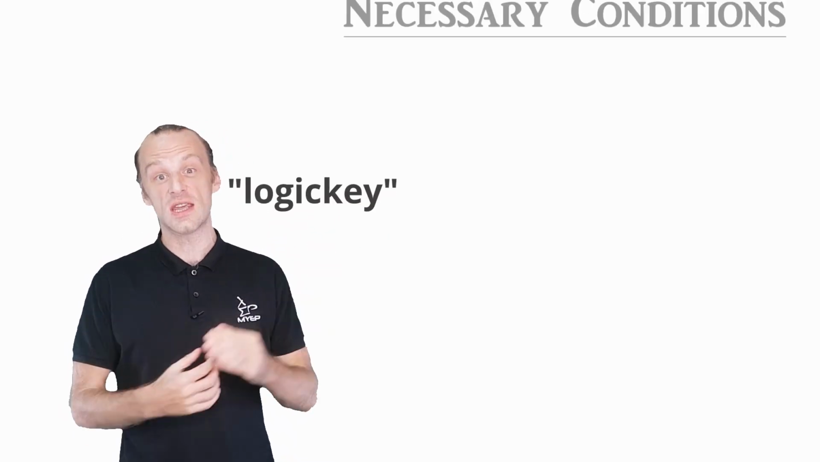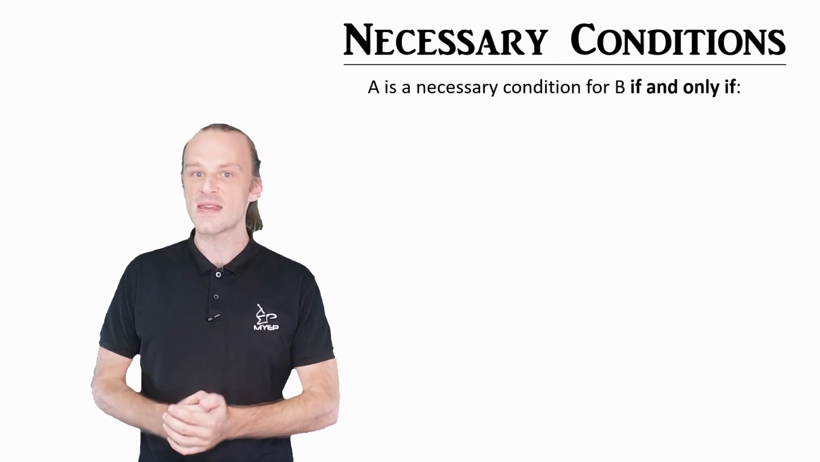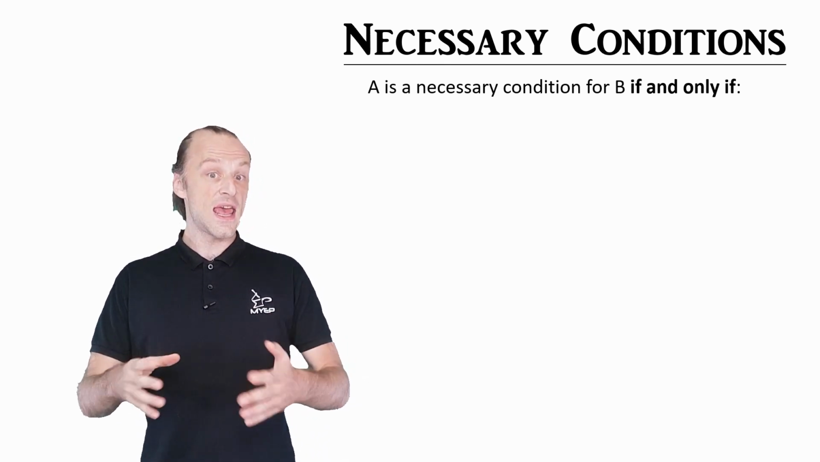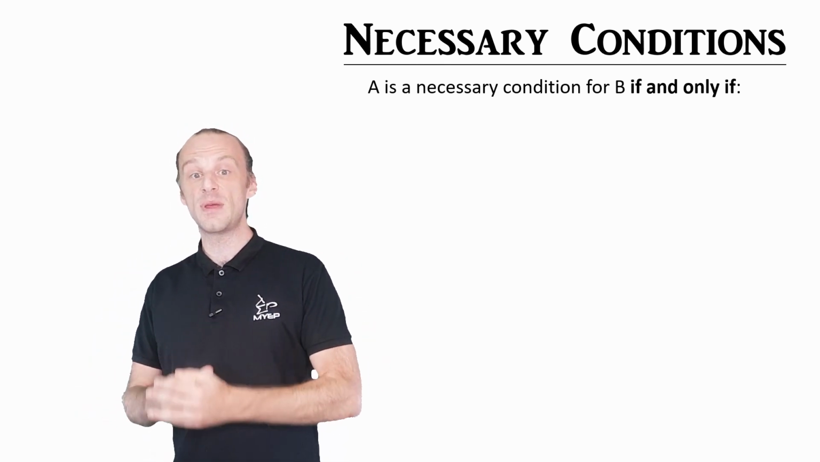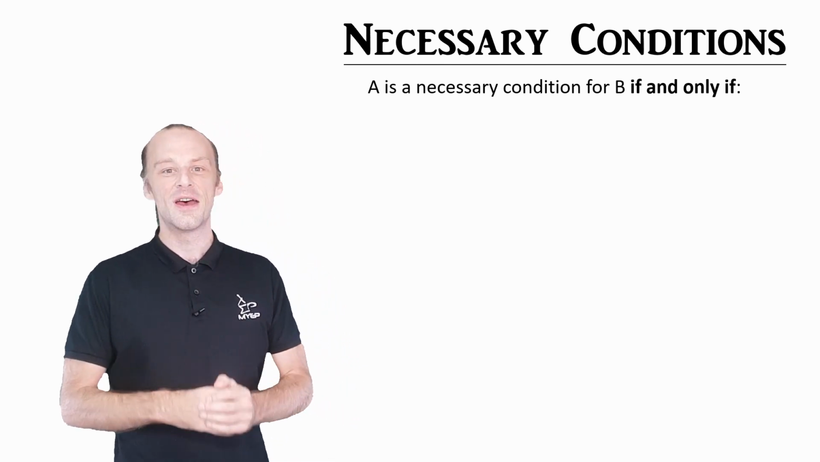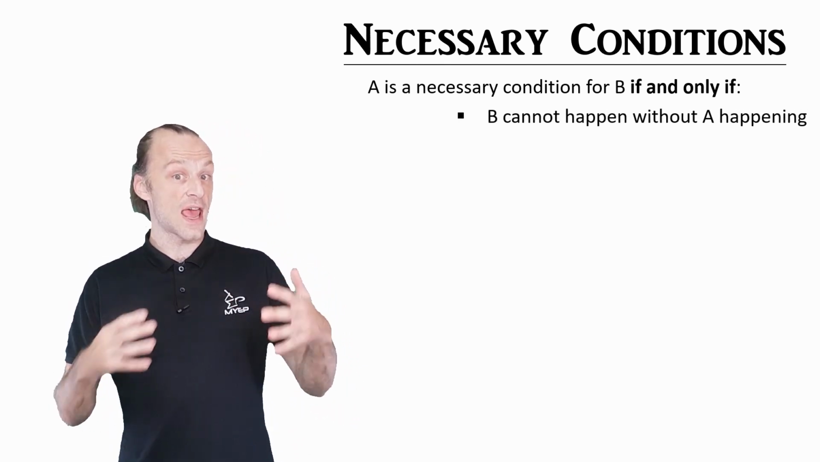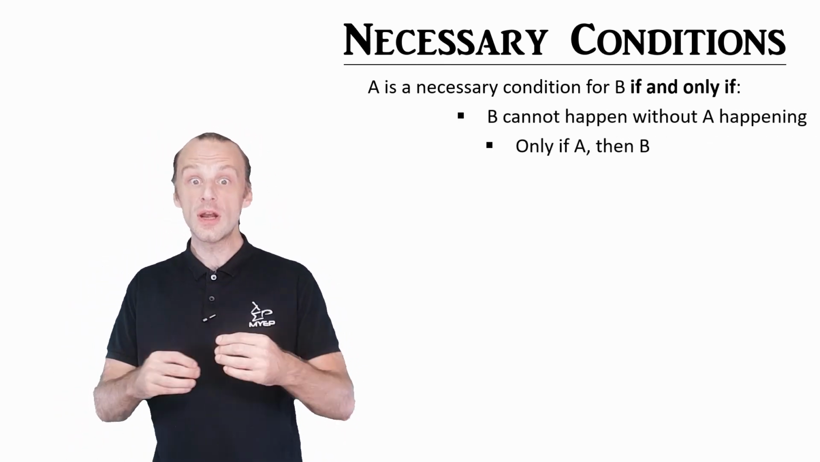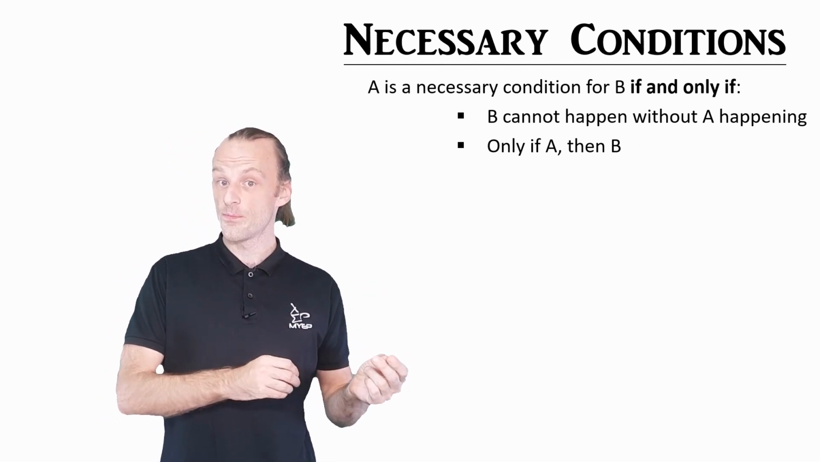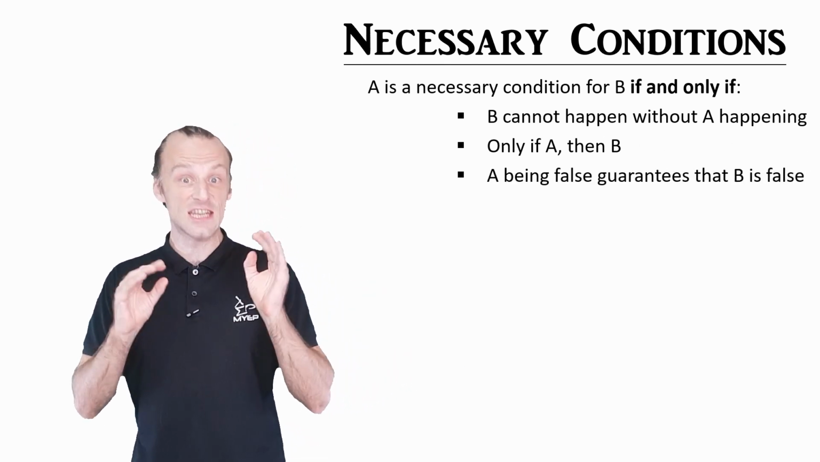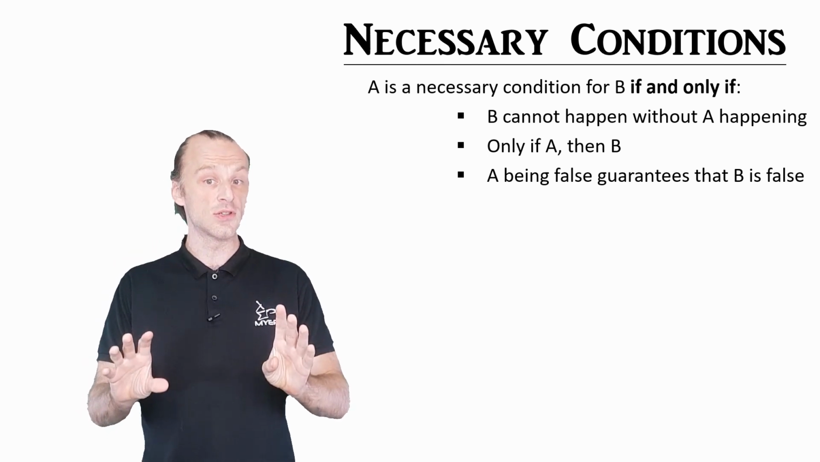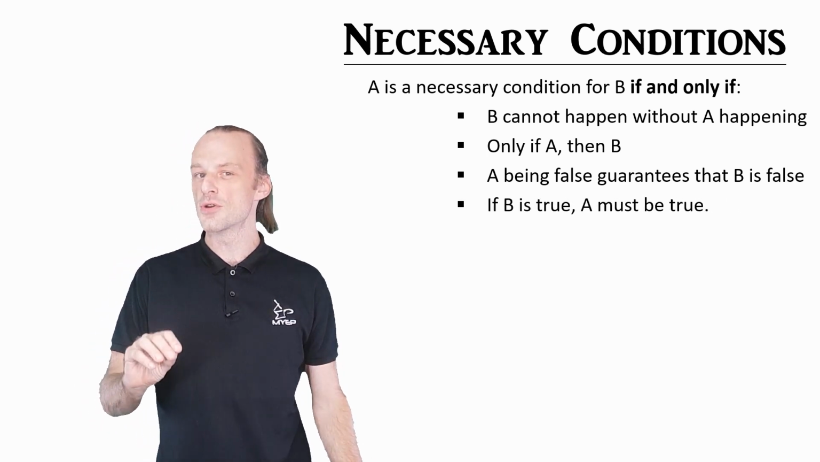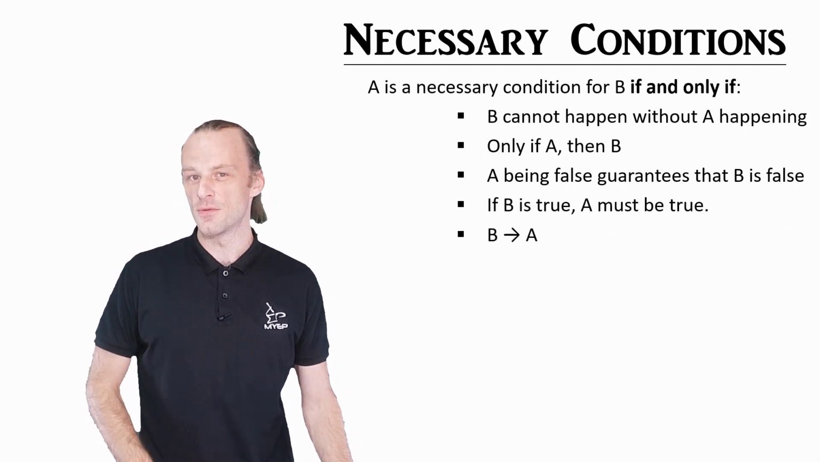But language is very complex and there are many ways to say the same thing. Here are just a few of the more logic-y ways that English can form a necessary condition. A is a necessary condition for B if and only if B cannot happen without A happening. Or only if A, then B. Or A being false guarantees that B is false. Or if B is true, A must be true.